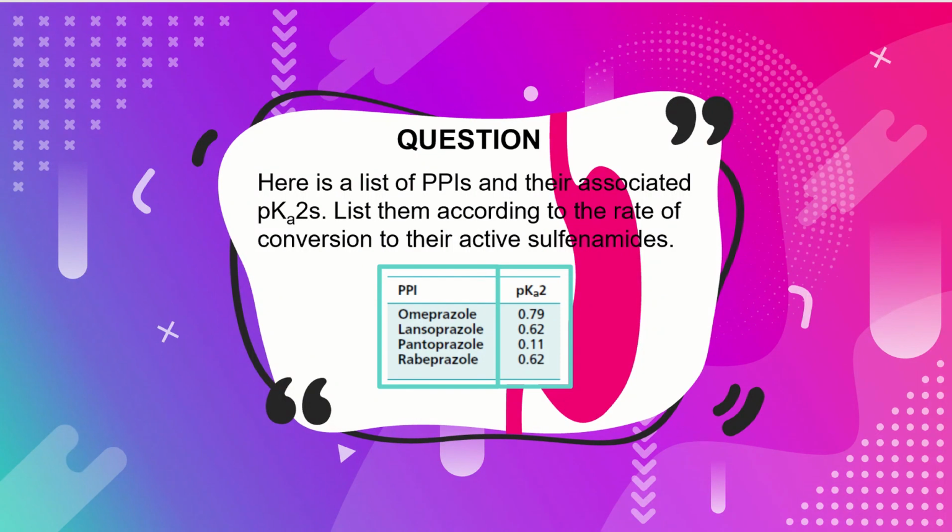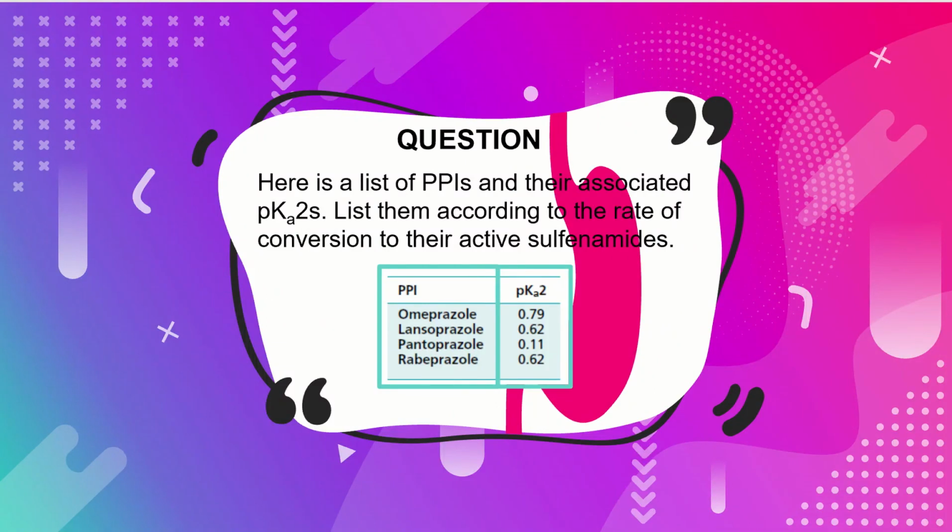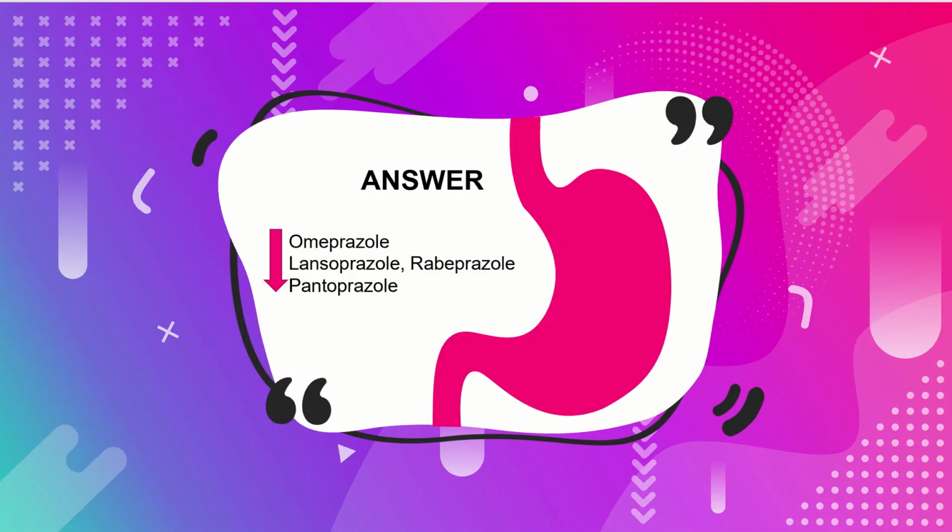Pause and do that. All right, so if this is how you arranged this, you are indeed correct. Omeprazole, then lansoprazole and rabeprazole. As we can see, they have the same pKa2, and then pantoprazole was the last, so it would be the slowest in terms of converting from our prodrug to our active form.